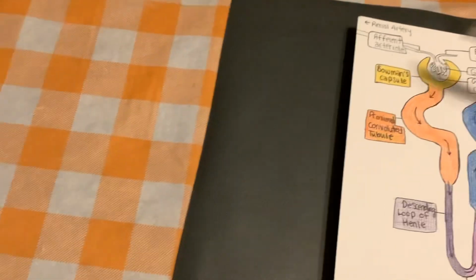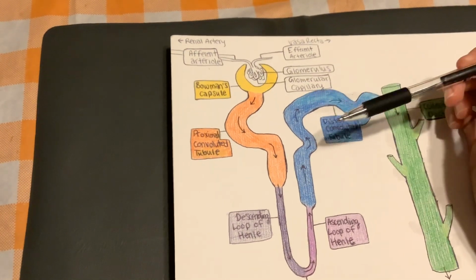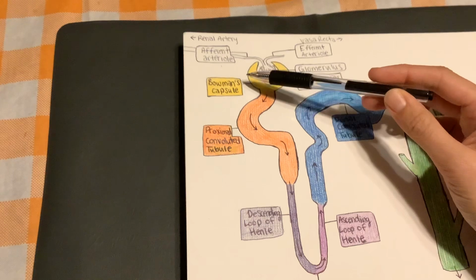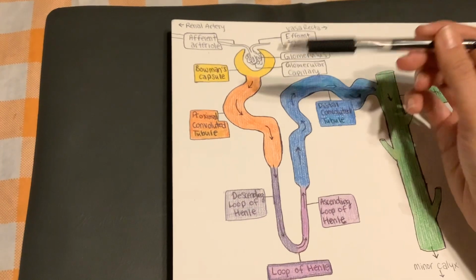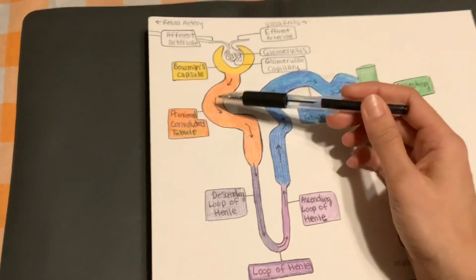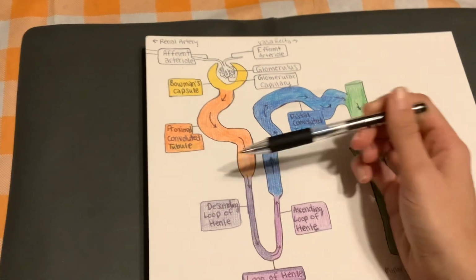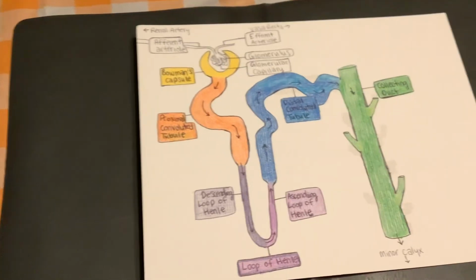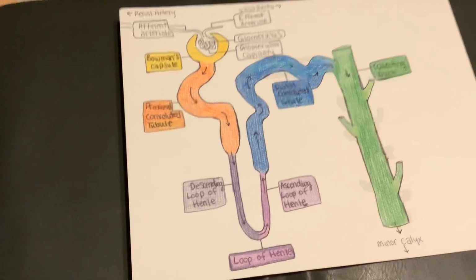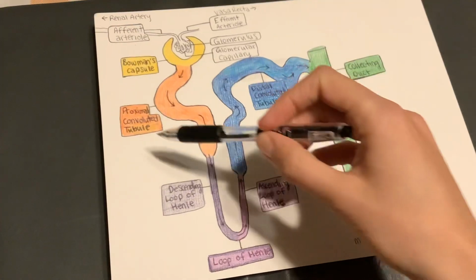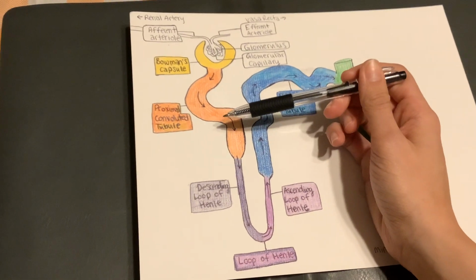Okay, so after the blood filters through the glomerulus and goes through the Bowman's capsule, it is called filtrate at that point. And then it goes through the proximal convoluted tubule. At this point, the second and third parts of urine production are reabsorption and secretion, and that happens throughout this whole process.